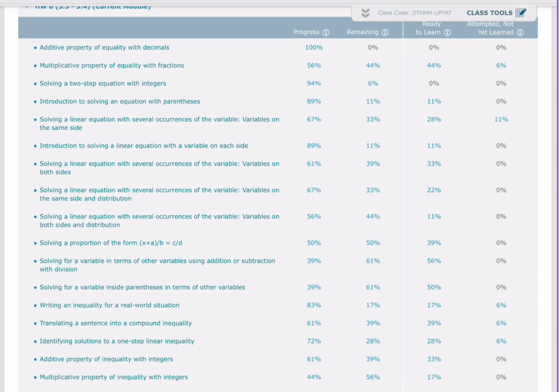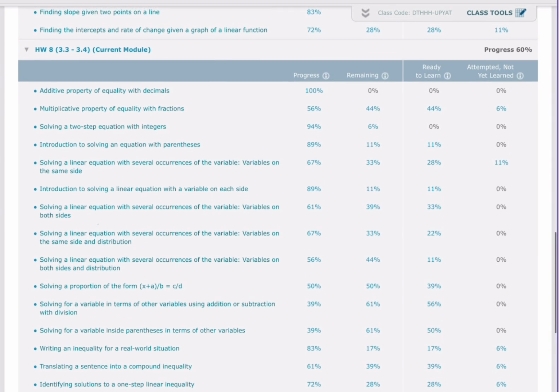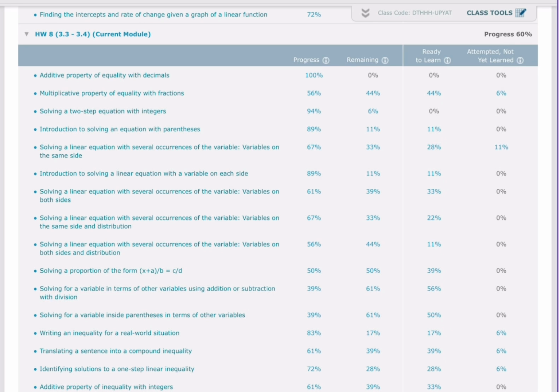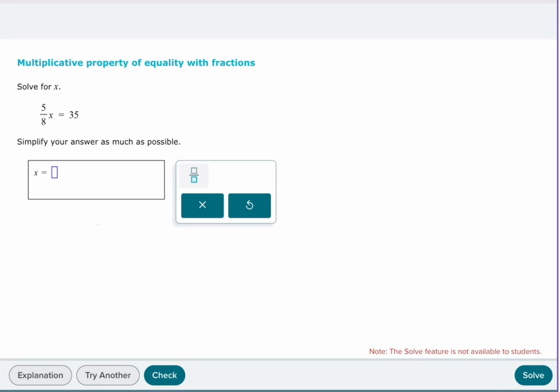Hi everybody, welcome back. So for the next topic, we're going to do the one with 56%, which is the multiplicative property of equality with fractions. Alrighty. So when you see a fraction multiplied by a variable, all you need to do is flip the fraction and multiply it to both sides. So that would be its multiplicative inverse, which means I'm just flipping this fraction.